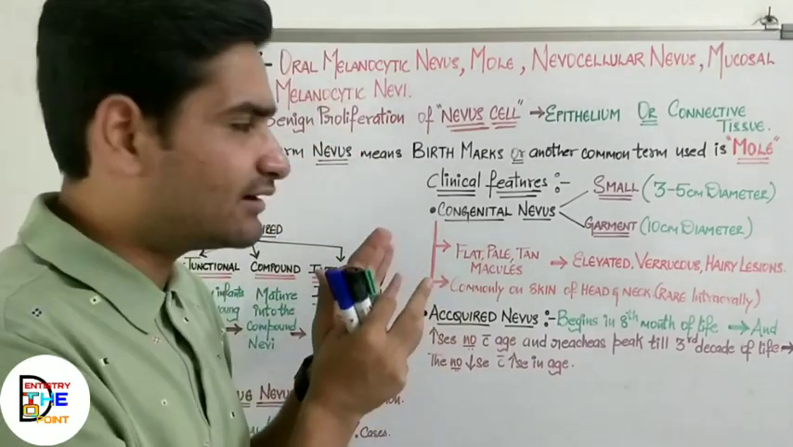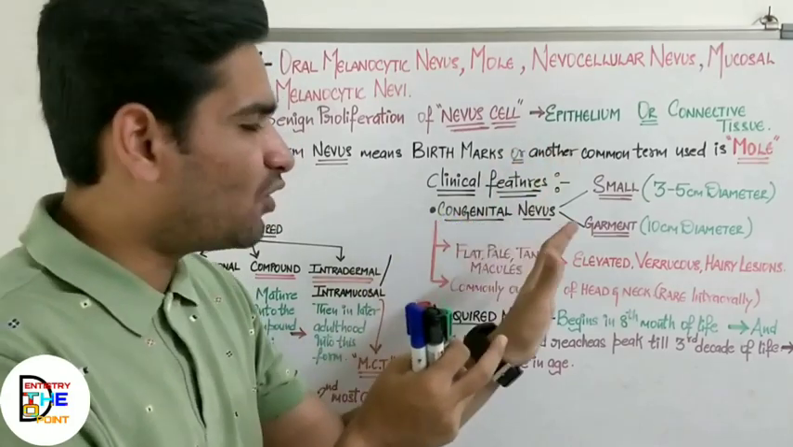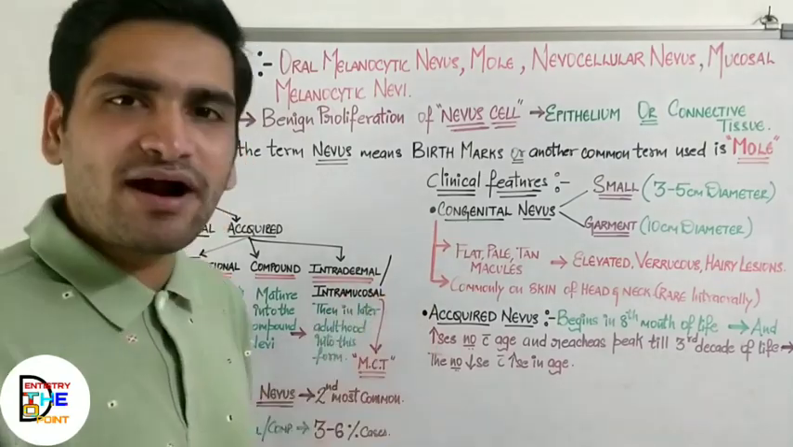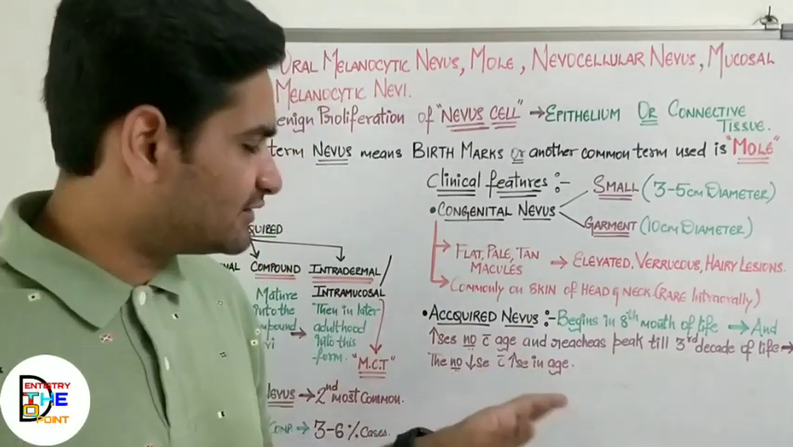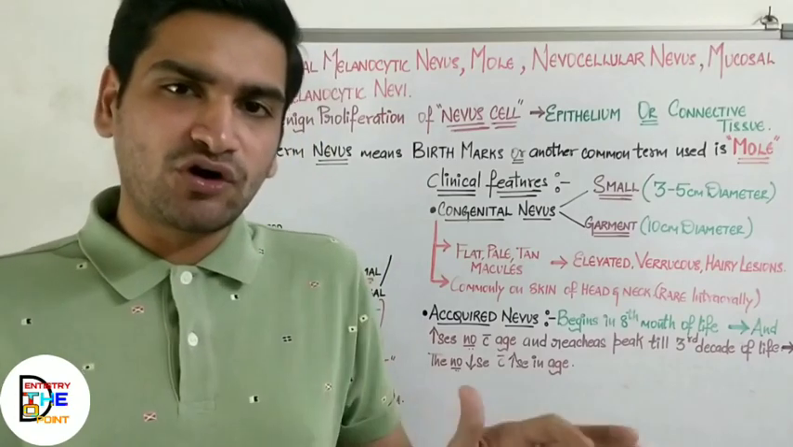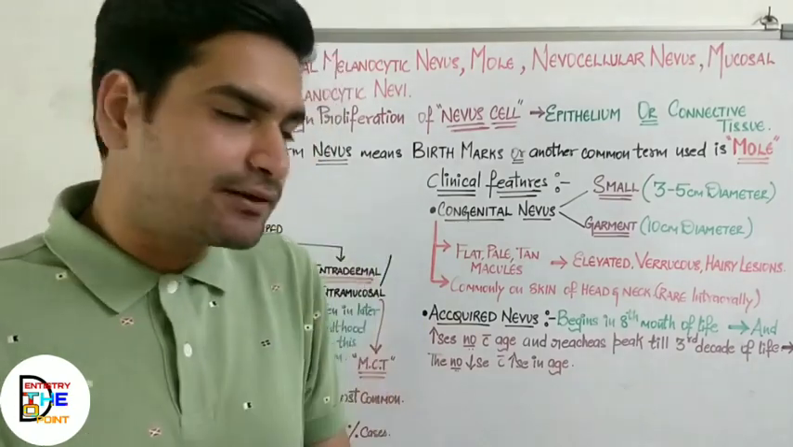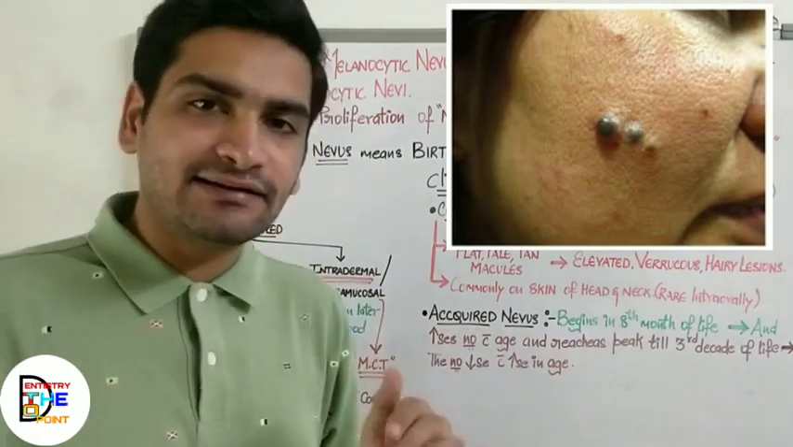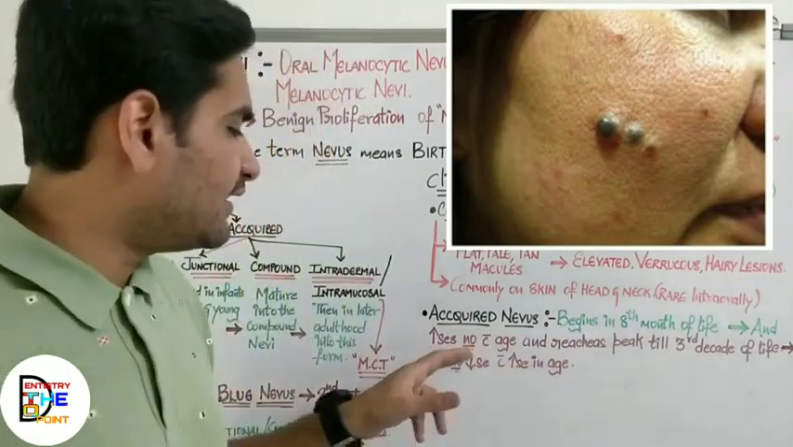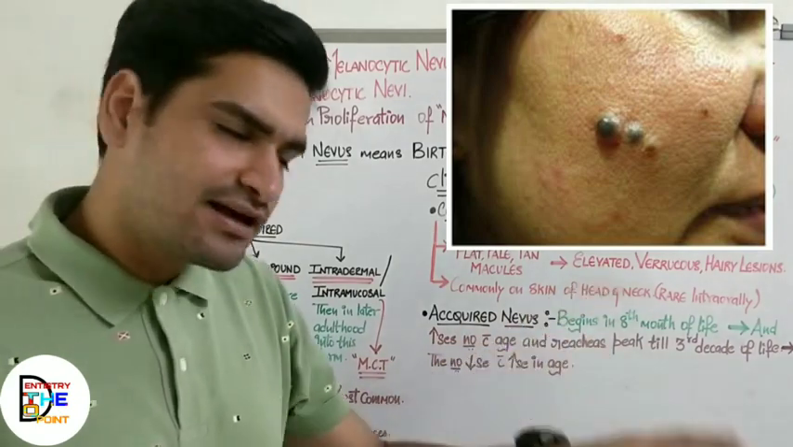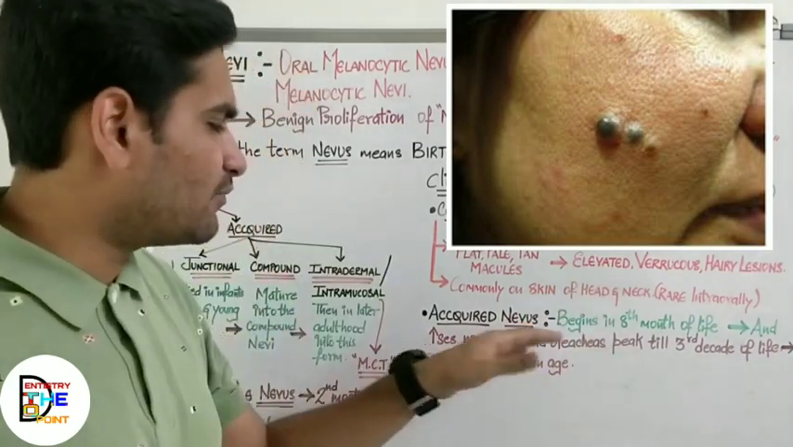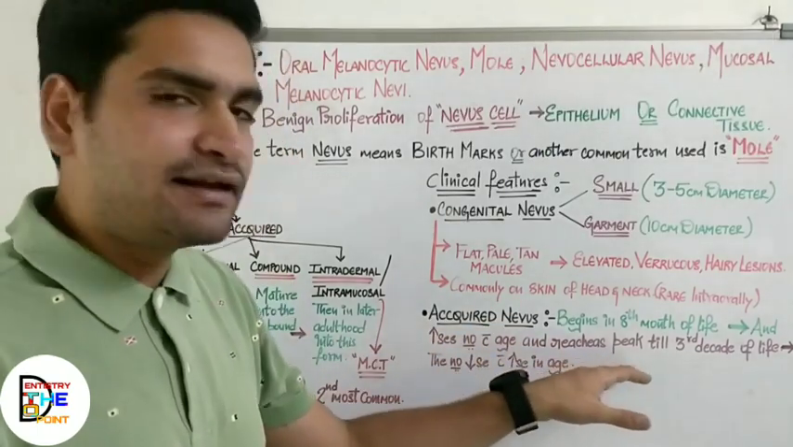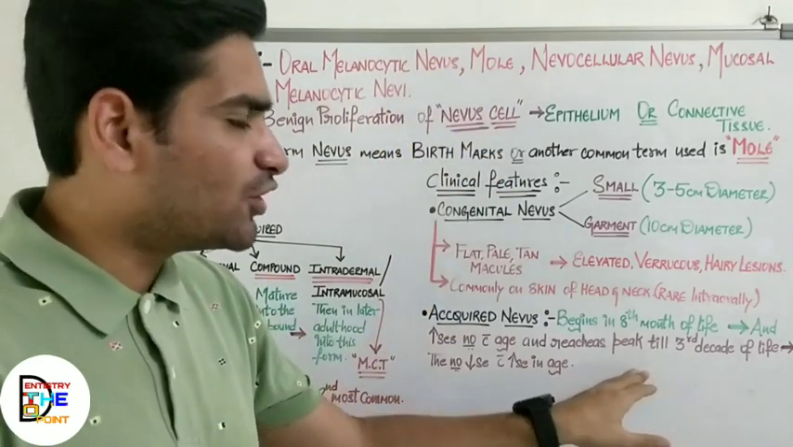So this was about the congenital nevus, the two varieties, small and garment, their size and clinical presentation. Next, the acquired nevus. This is acquired after birth, so it is not present at the time of birth. It begins at the 8th month of life, and then it increases in number as the age increases, until the 3rd decade of life, when it reaches its peak.